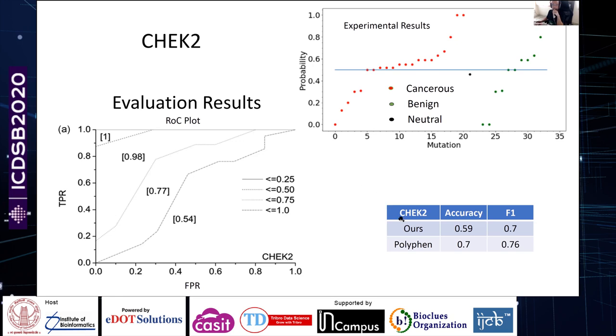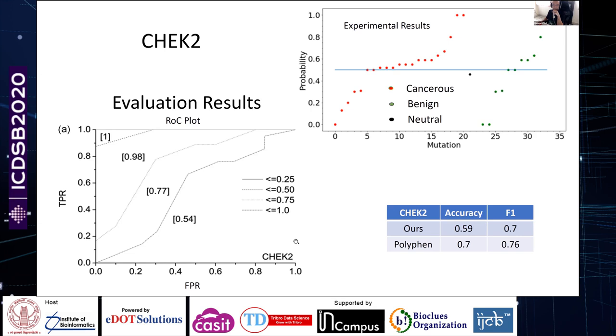What is interesting is that when we compare our results with PolyPhen, which is one of the cases where you have machine learning involved, we don't do that badly. F1 is a classifier based approach. So we do 0.7 and they do 0.76. The accuracy is 0.6 and 0.7.